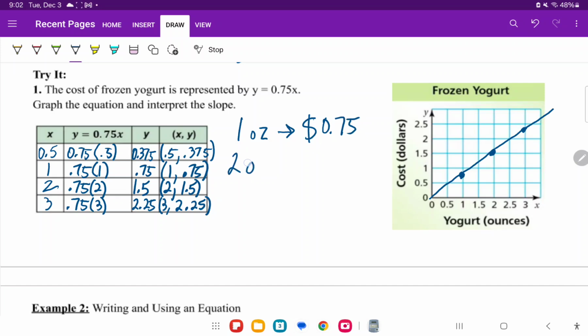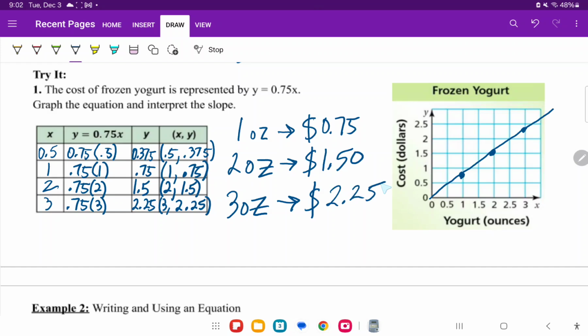And so how much is 2 ounces? $1.50. And then how much is 3 ounces? Tell me in money. $2.25. So for every ounce, you multiply by 75 cents. Okay?